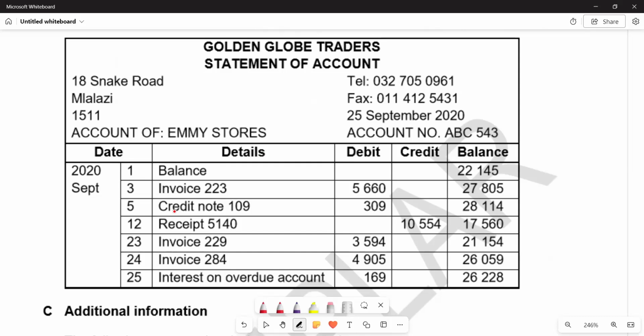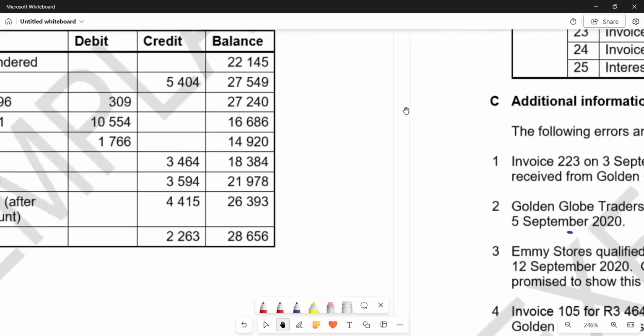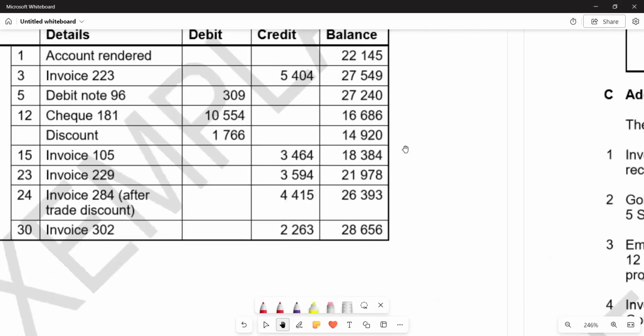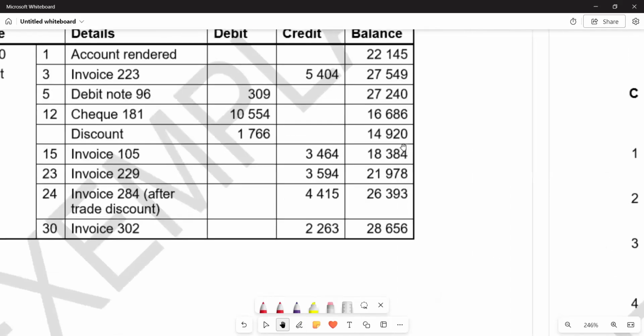So these balances at the end of the period should be the same. So we are seeing that we have got a balance of 26,228 as a closing balance here in the statement of account. But if you go to the ledger, you see that the balance that you are given there as the closing balance is 28,756. So you see that these two balances are different.